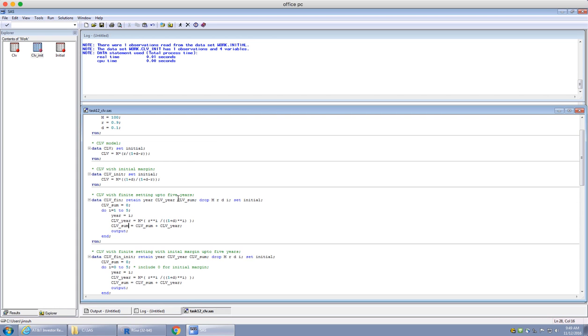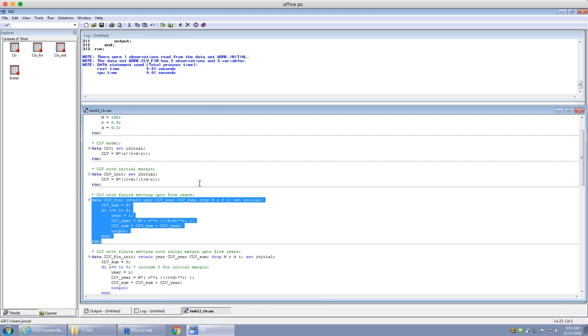And where do I get the 5-year setting? I have to have a do loop. That's why I have a do loop here, going from I equal to 1 year all the way to 5 years. Okay, and let's see what happens if I run this.